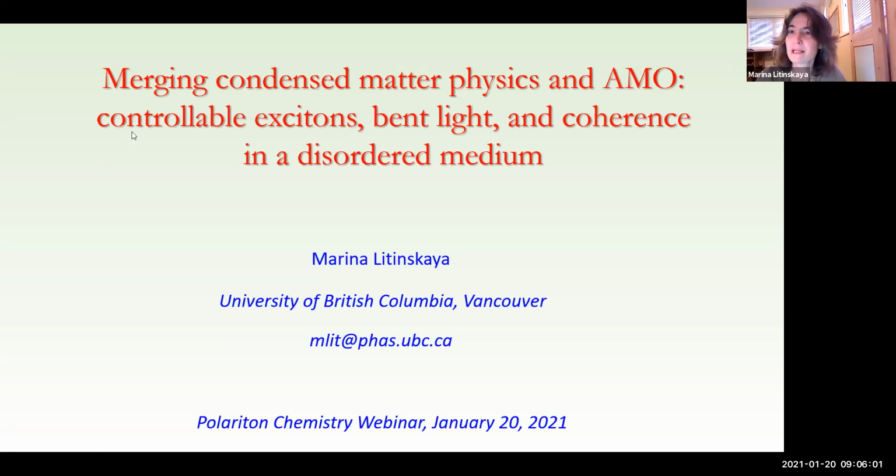So this first line in my title, Merging Condensed Matter Physics and AMO, is basically a huge effort done by many people. So I'm not going to review the whole area today, but instead I would like to talk about three works on my personal phase trajectory, which in my opinion have a common denominator. They illustrate how a concept from one field benefits when it is transferred to another field. Okay, so this is the idea of this talk.